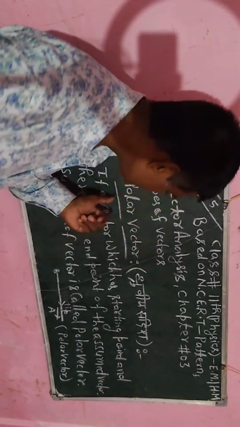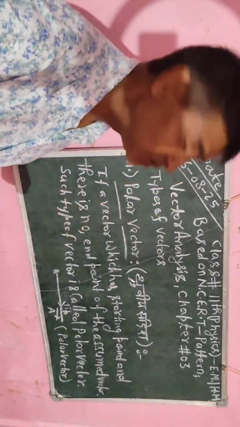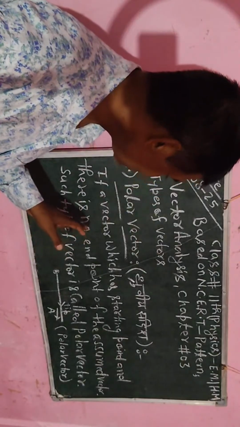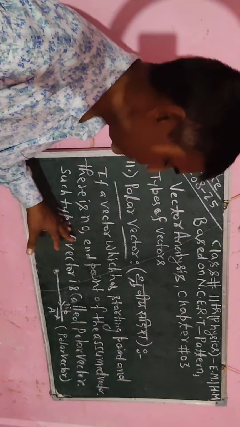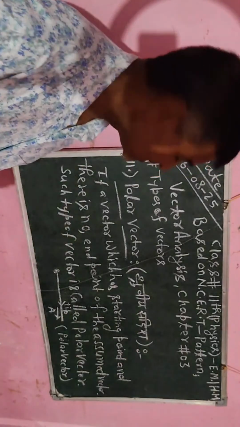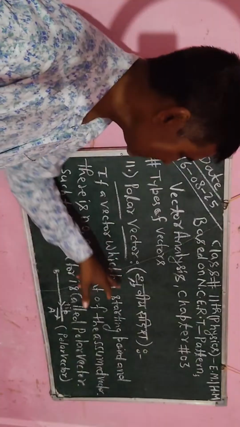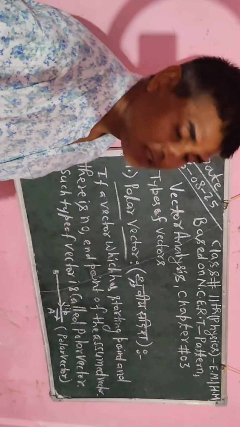A vector which has only one end point, that vector has a starting point, but the end point is not existing in the plane. So that vector is called a polar vector, and in Hindi I can say ध्रुवीय सदिश.